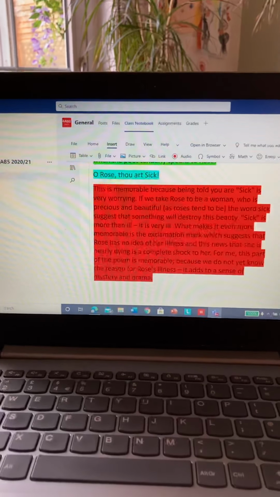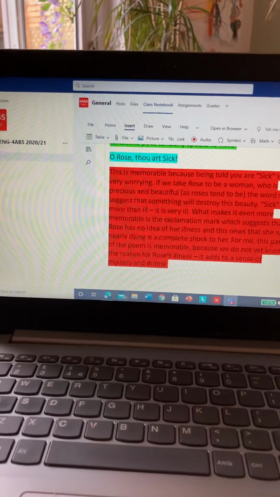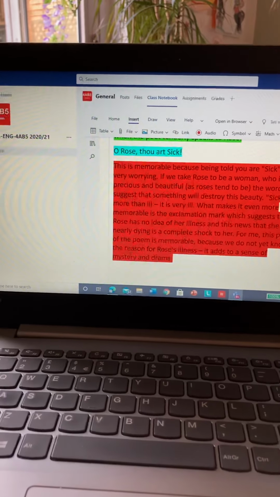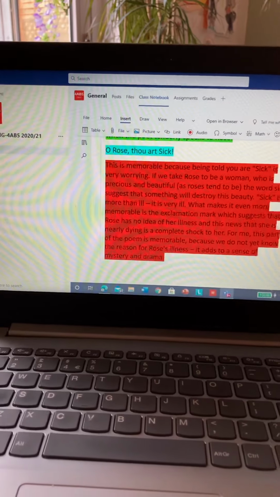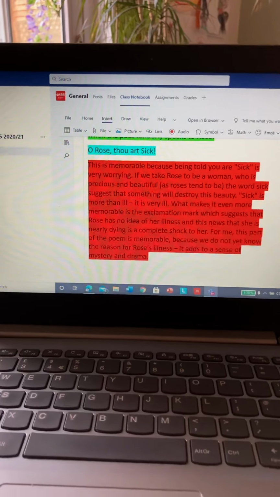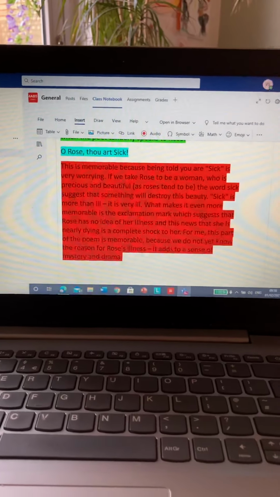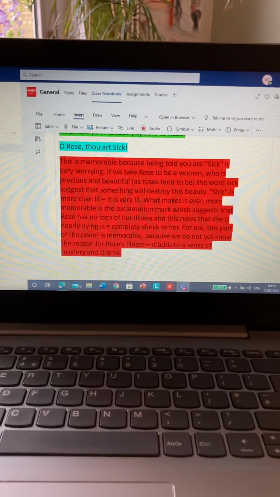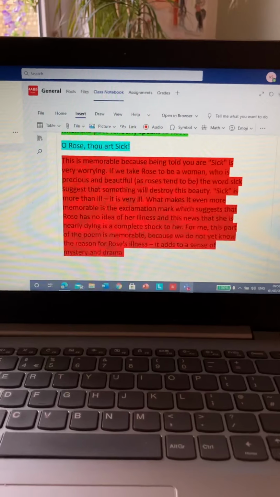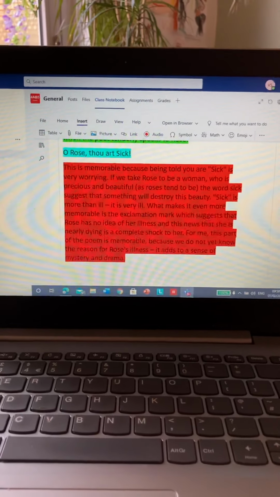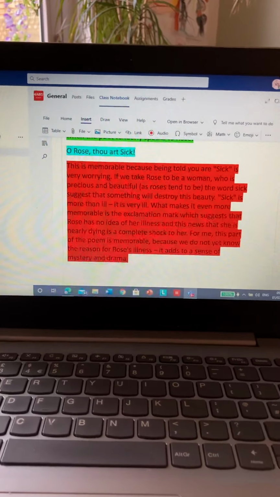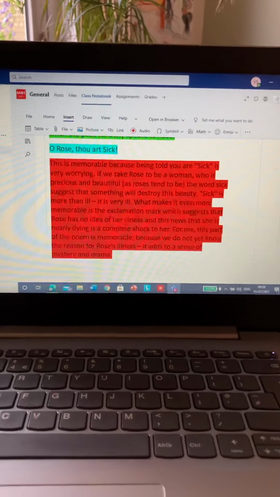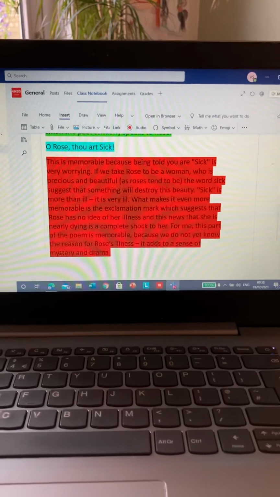You have to treat me as though I'm really stupid, and you have to point out everything. You have to point out the fact that being sick is really worrying. You have to point out what the sickness could be. You don't know yet. The poet doesn't know yet. Oh, sorry, the Rose doesn't know yet. That's really memorable. Imagine I just said to you, hey, you're sick. You'd be like, what's wrong with me? Tell me.